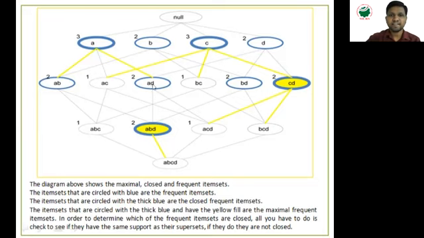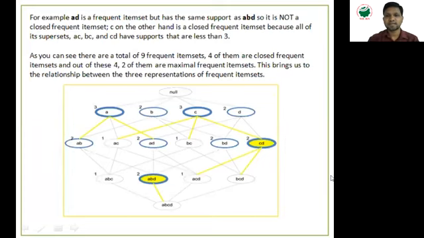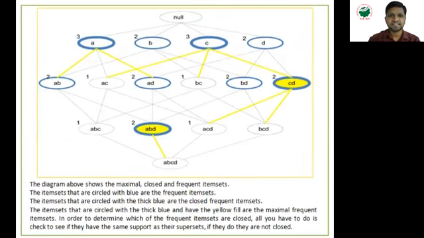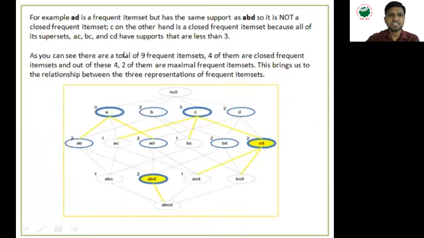Now from AD you can find AD also, right? ABD. So from that ABD we can get the ABCD, right? Like that you have to identify the closed item set. Now for example, AD is a frequent item set. As I discussed, AD is a frequent item set. Here I have given blue for the frequent item sets. Clear? I want to consider AD as a frequent item set, but it has the same support as ABD, so it is not a closed frequent item set.